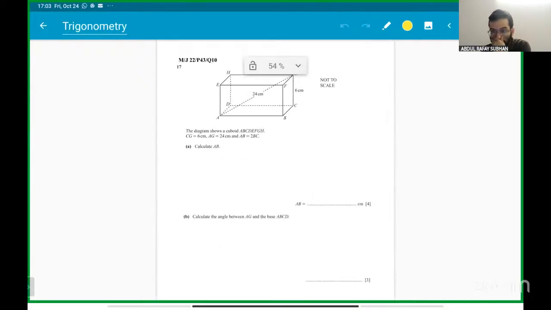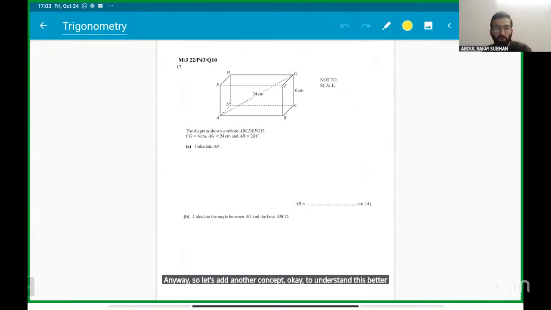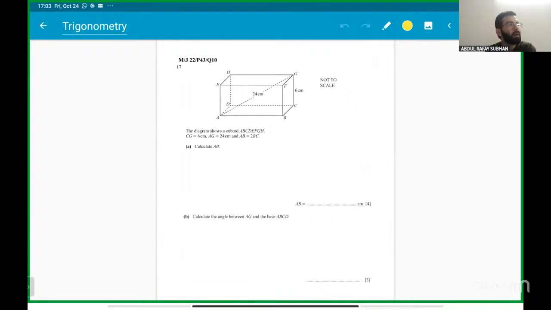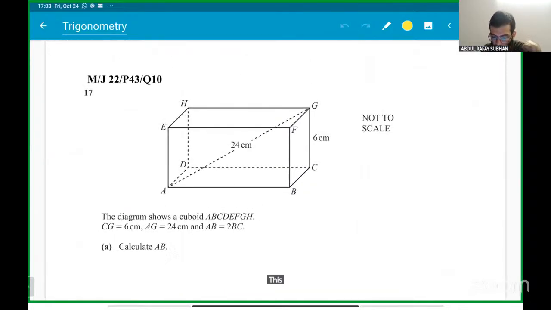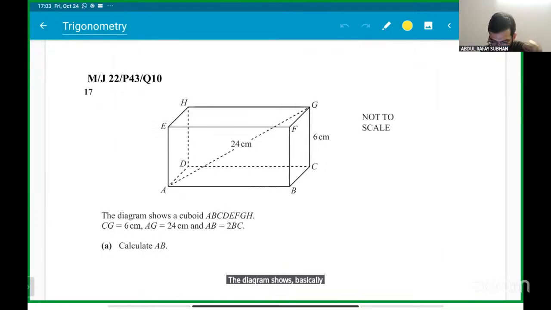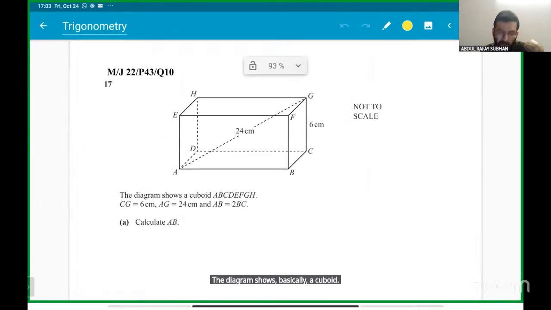Okay, so let's add another concept to understand this better. One more thing to add up. This is very important to understand as well. Please have a look at the diagram, students. The diagram shows a cuboid A, B, C, D, E, F, G, H.